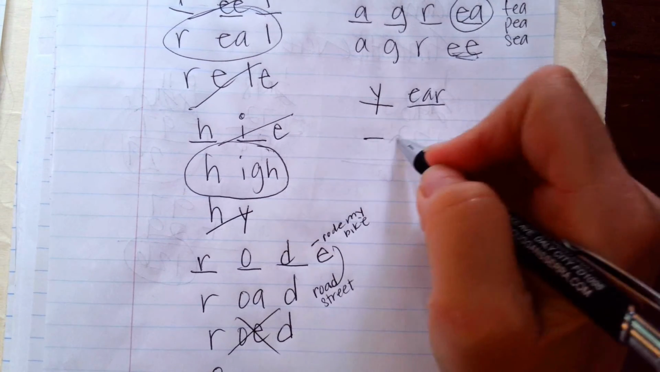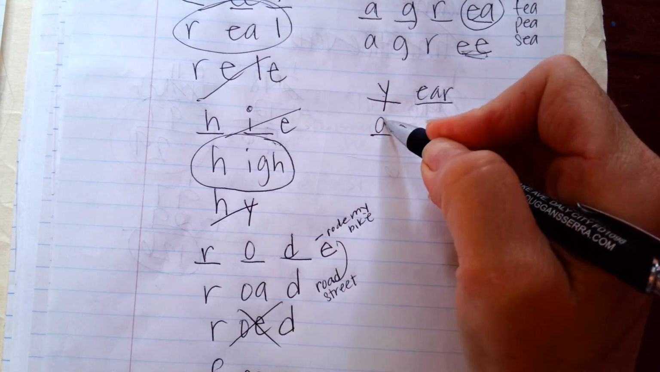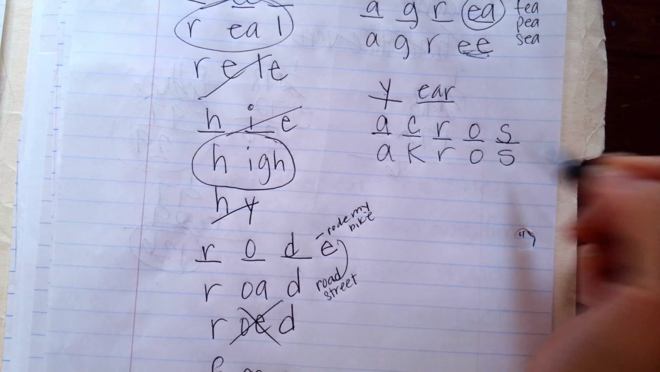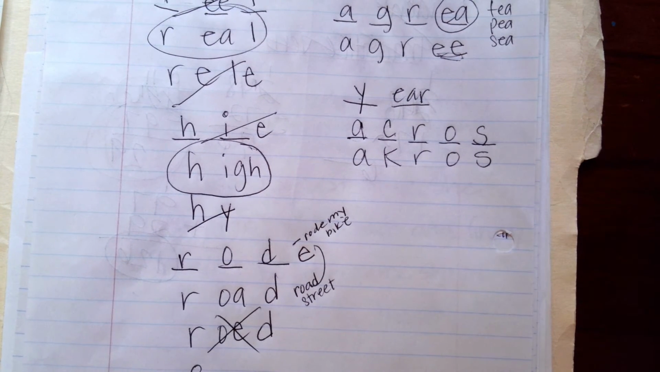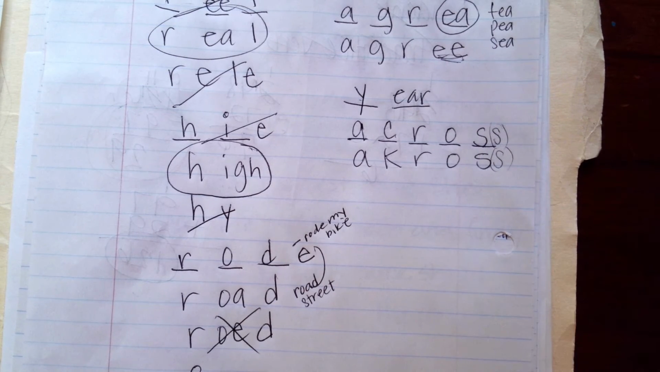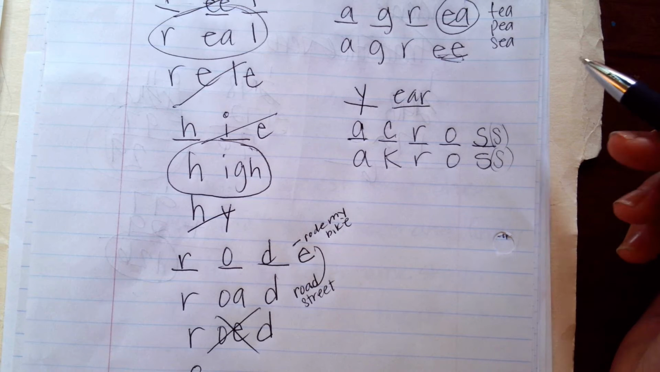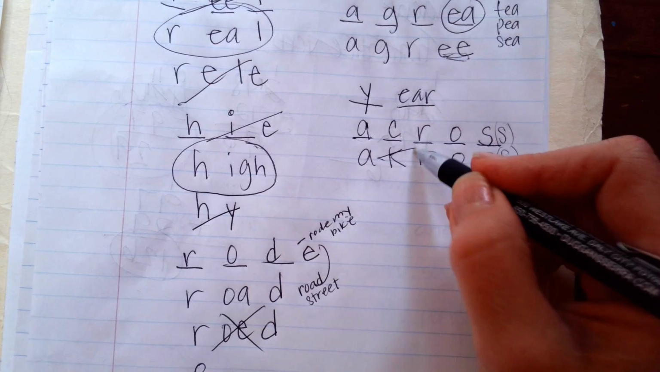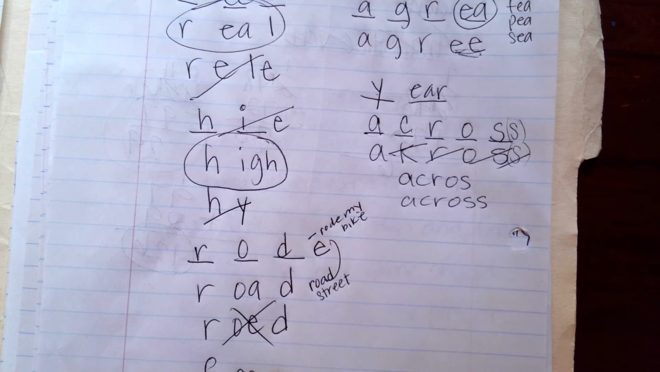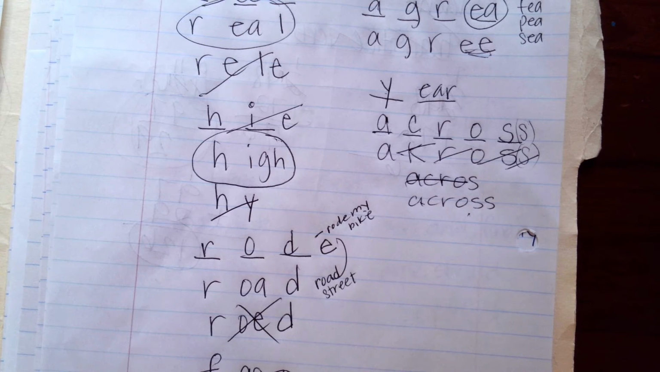Okay, across. So now we're going to fill it in. A-K-R-O-S. And now we know some words have double letters. So it could be just an S or it could be an SS. We don't know. A-C-R-O-S. So we get rid of this. Now which one looks right? Across or across? I could see how that looks right. It's actually this one. Even though the other one looks right to you, sometimes it doesn't look right to us and it is right. So let's try another one.